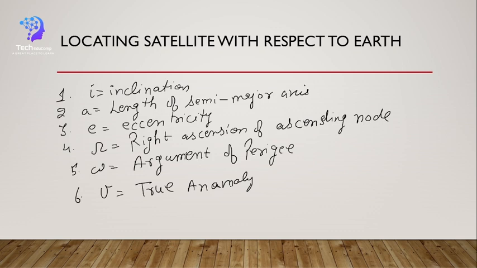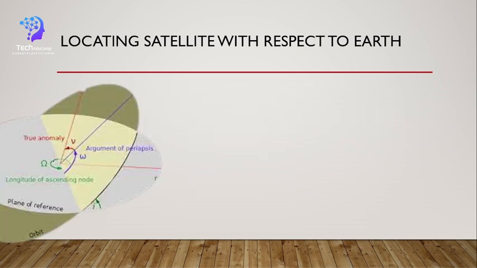Now, what is true anomaly? It is the angle from the perigee to the satellite position measured at the Earth's center, or you can say it is the true angular position of the satellite in the orbit as a function of time. Now, what do these parameters do? As you can see in this image, they are all the parameters used to determine the satellite location: v, omega, Omega, i, and a.